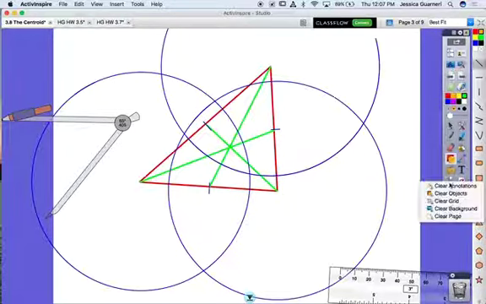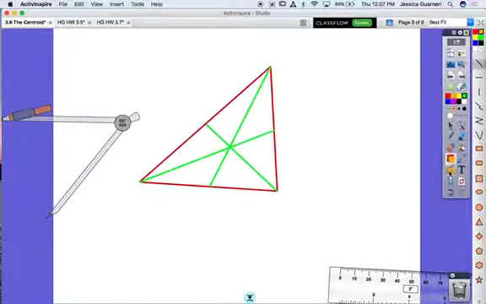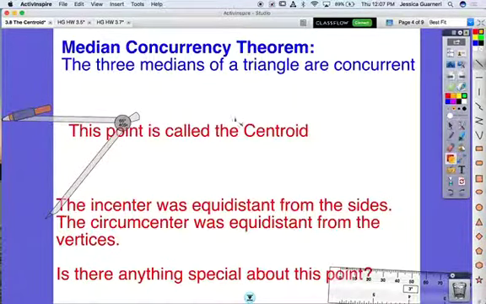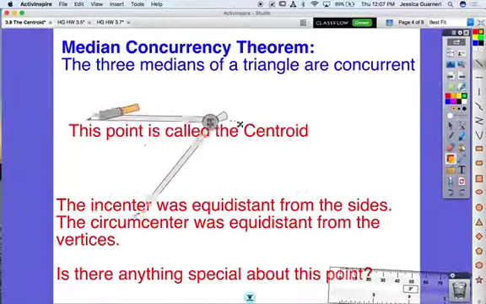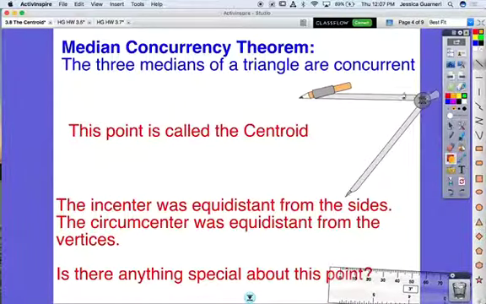What is this called? Why is that good? It's the centroid. That's the answer. Now we haven't done this yet. It's called the centroid. I have a question. What are the lines from the midpoint to the vertex called again? Those are medians.